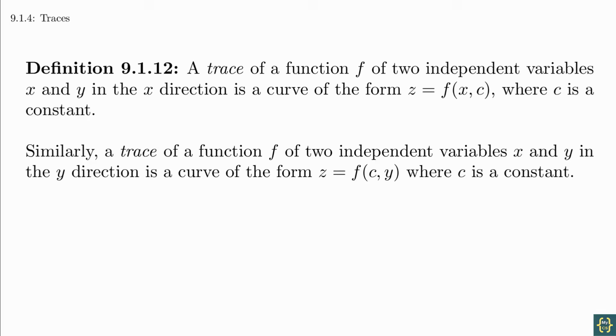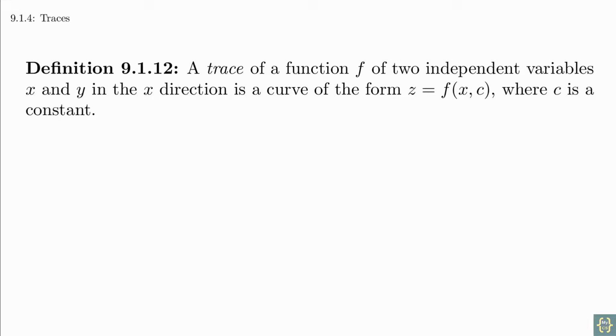This is a lot of words, so what does it mean? Let's focus on the first part. We're evaluating the function along points of the form x, c. In other words, we fix the y value, and we're letting the x value be free to move. It's a trace in the x direction because the movement is in the x direction.